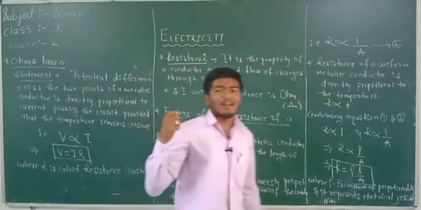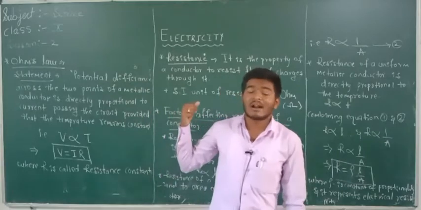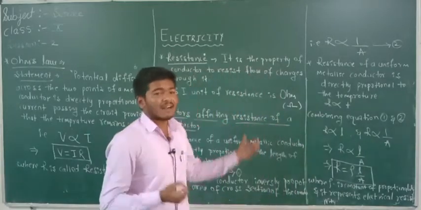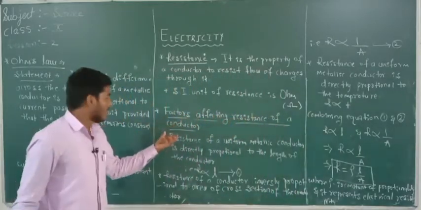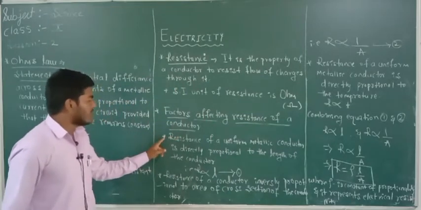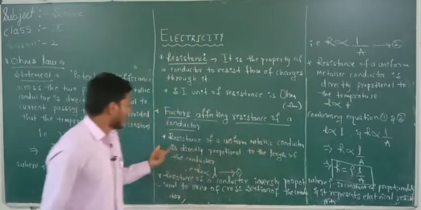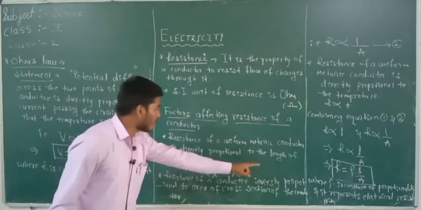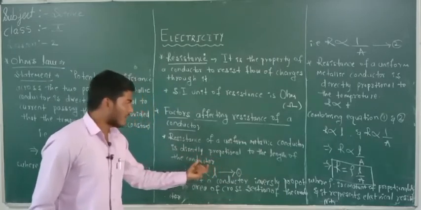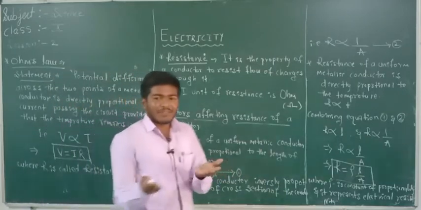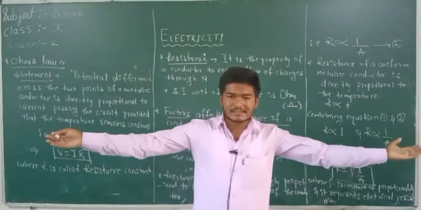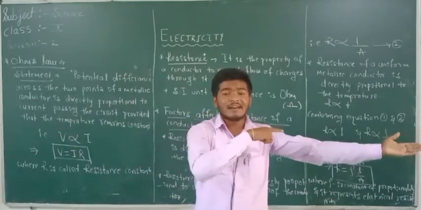So what are the factors affecting the resistance of a conductor? First, the resistance of a uniform metallic conductor is directly proportional to the length of the conductor. As the length of the conductor increases, the resistance of the conductor increases.